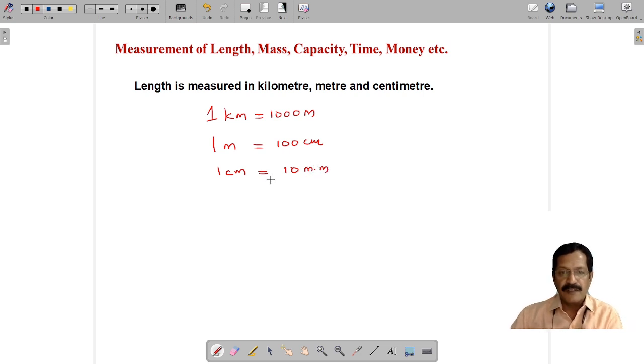In our scale, you can see that 1 centimeter is divided into 10 equal parts. Each equal part is 1 millimeter. So 1 kilometer is 1000 meters, 1 meter is equal to 100 centimeters, and 1 centimeter is equal to 10 millimeters.